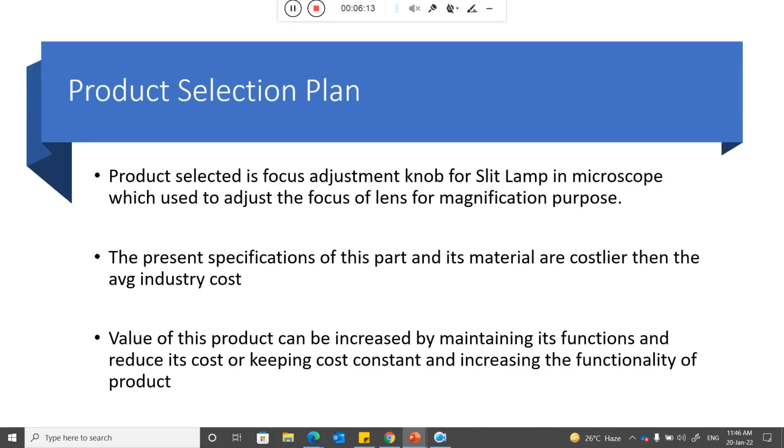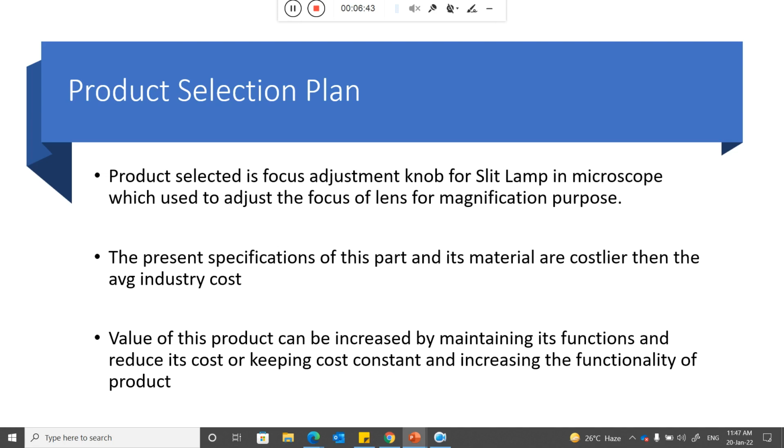Okay, so next one is the product selection plan. I will discuss one by one. The product selected is the focus adjustment knob. If I want to do value engineering, I will not focus on the entire plant. I will focus on some particular area, on some particular product, and in that product also on some element. That is the actual process.